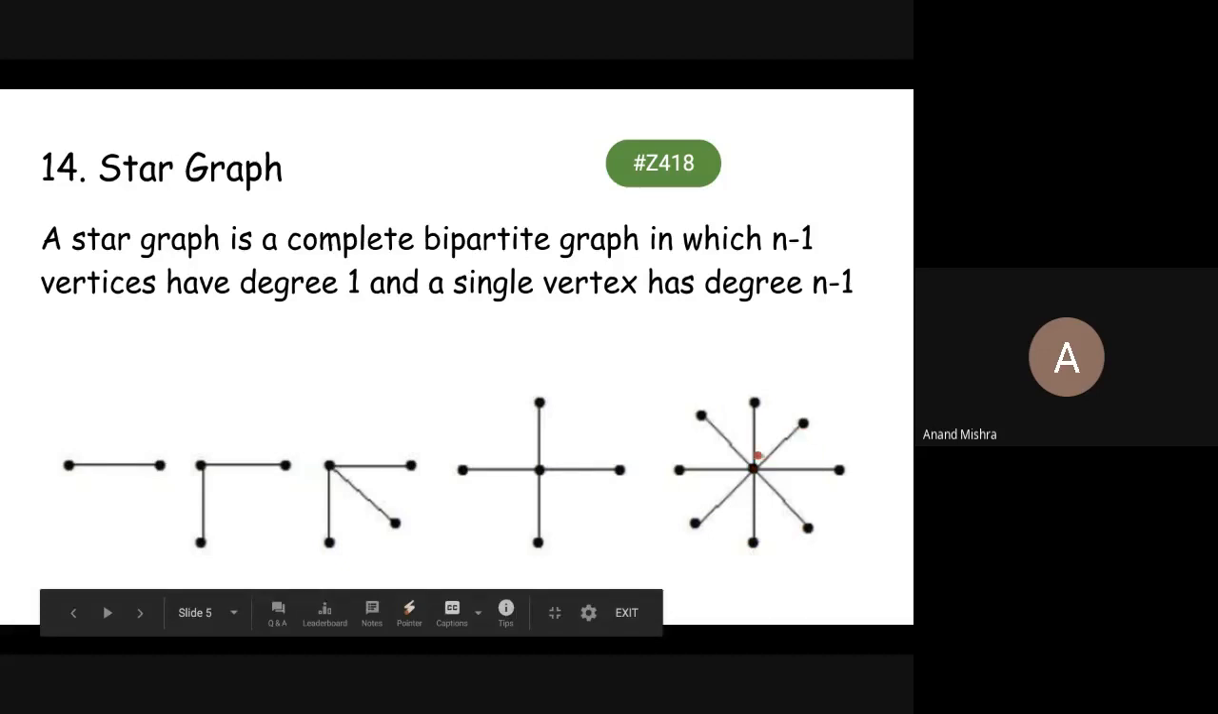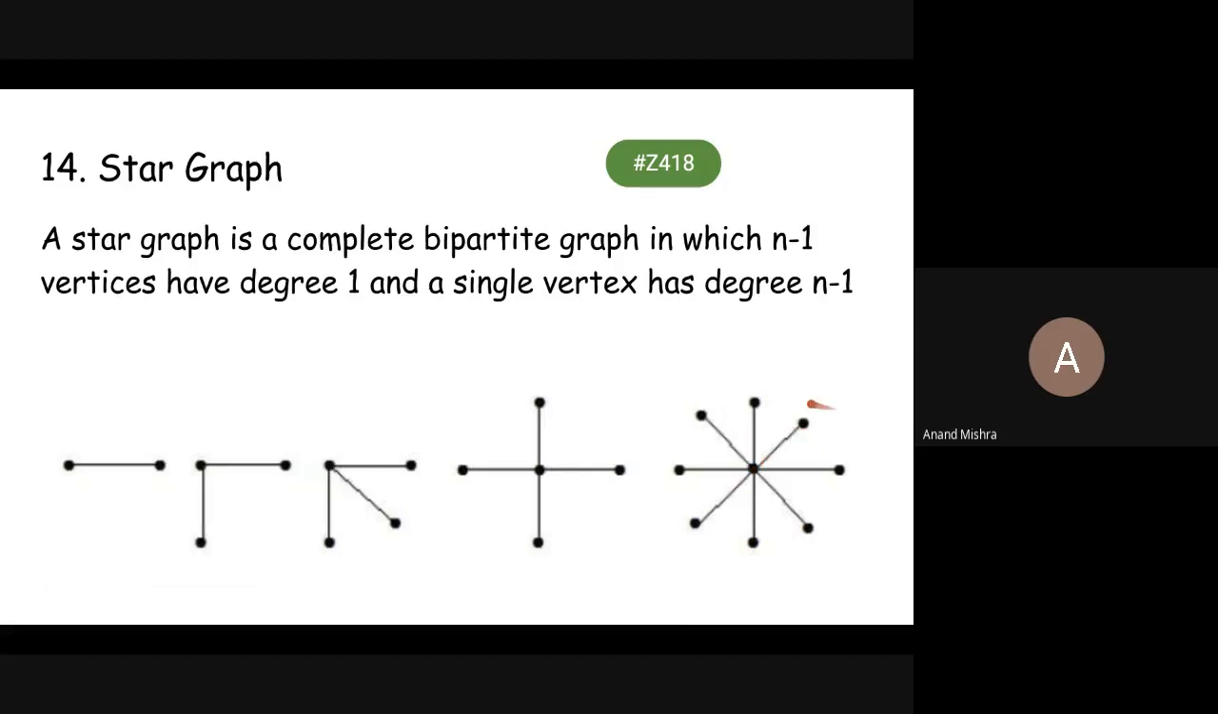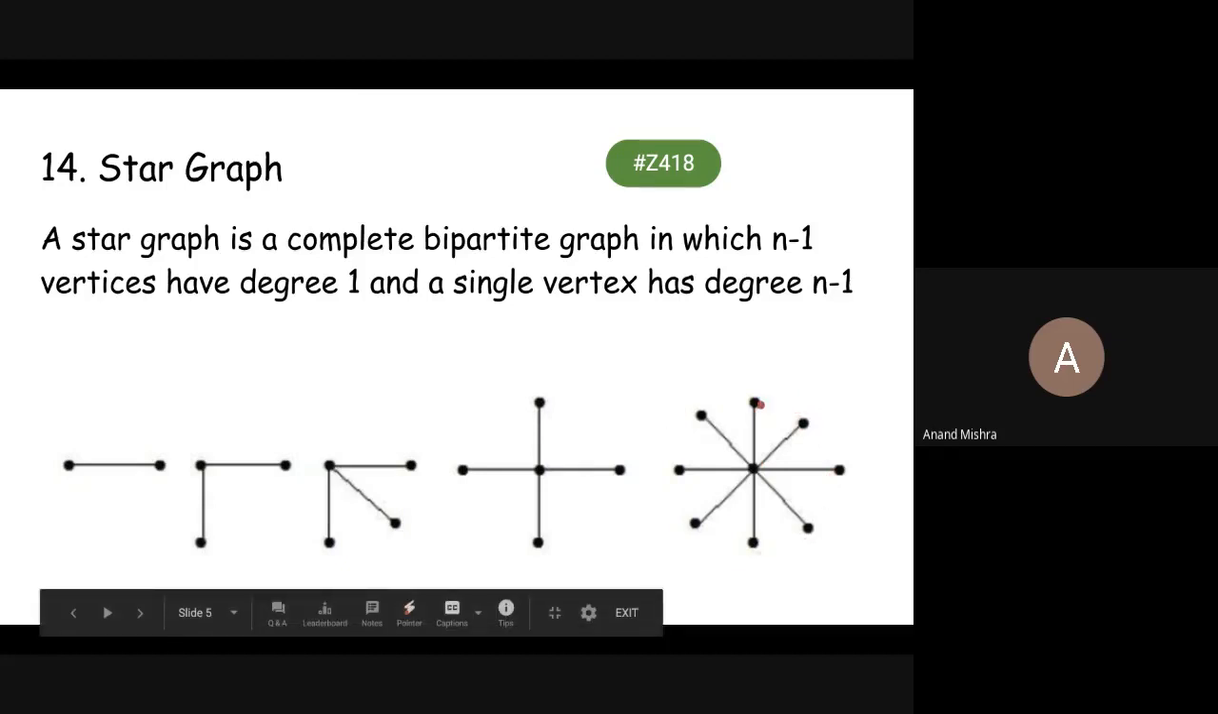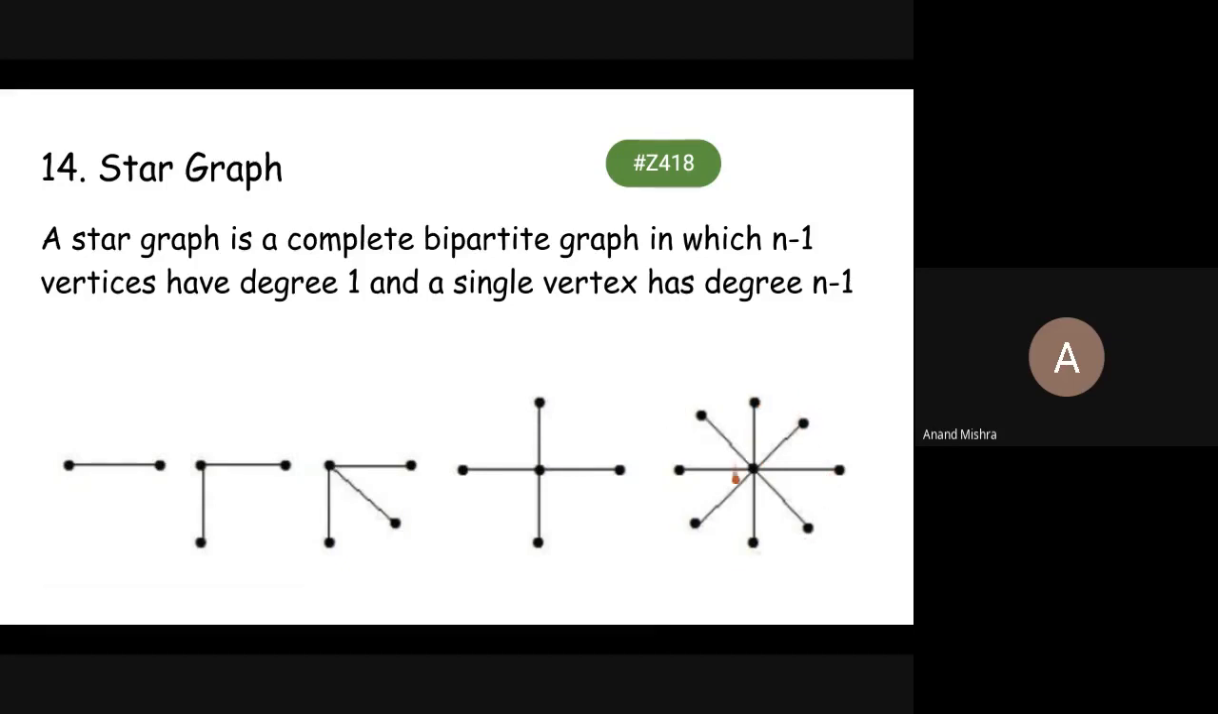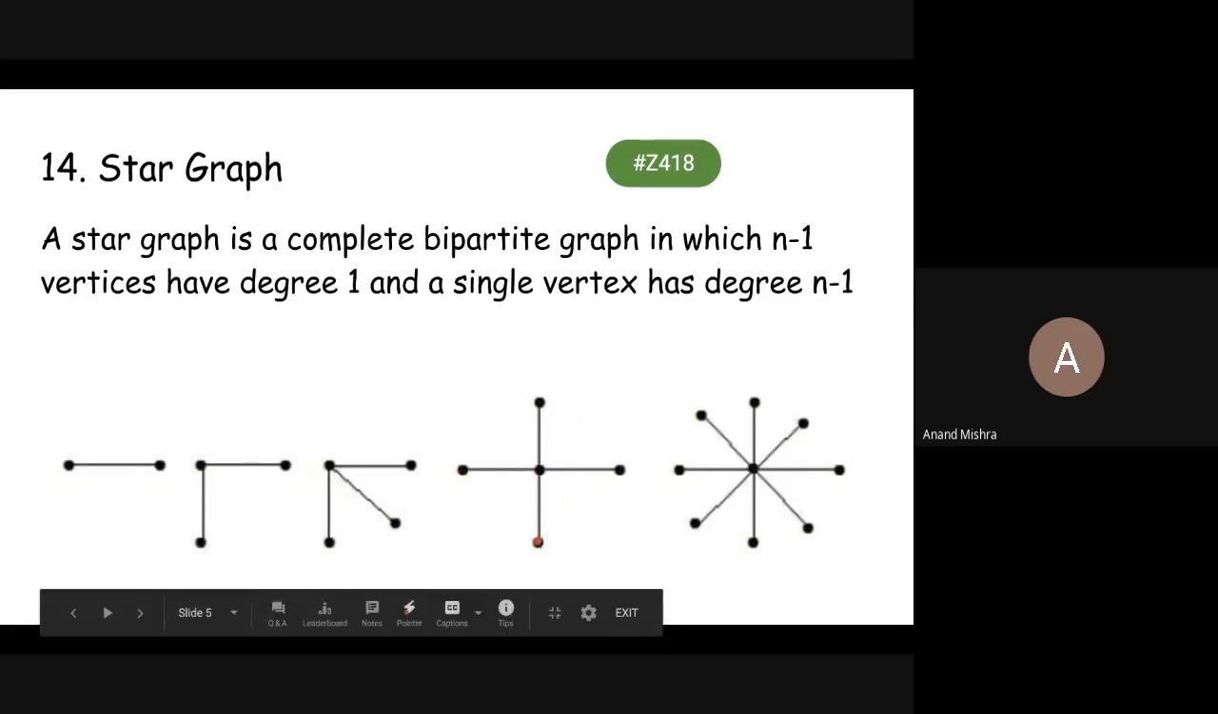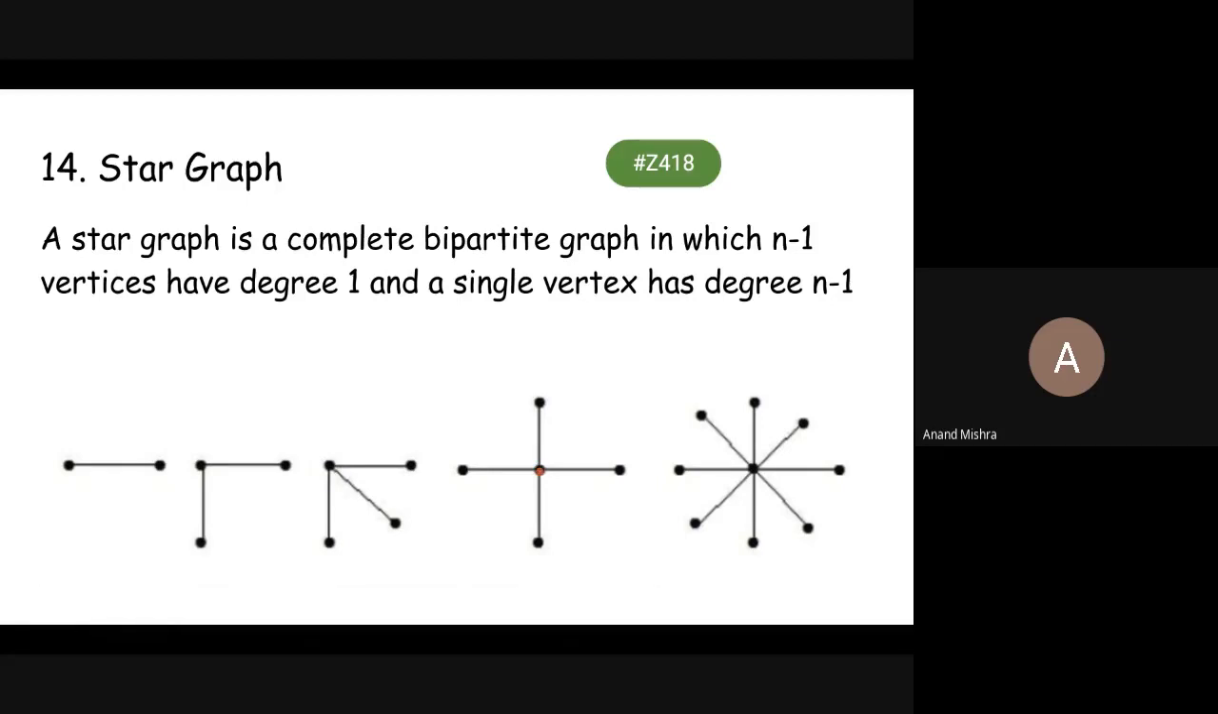The only thing is, set 1 contains one node, set 2 contains n minus 1 nodes. Right? So this is the correction. And here also you can see that if I mark this center one in set 1 and all other nodes in set 2, then this is also a bipartite graph, and this is a complete bipartite graph. Okay, this is a complete bipartite graph.